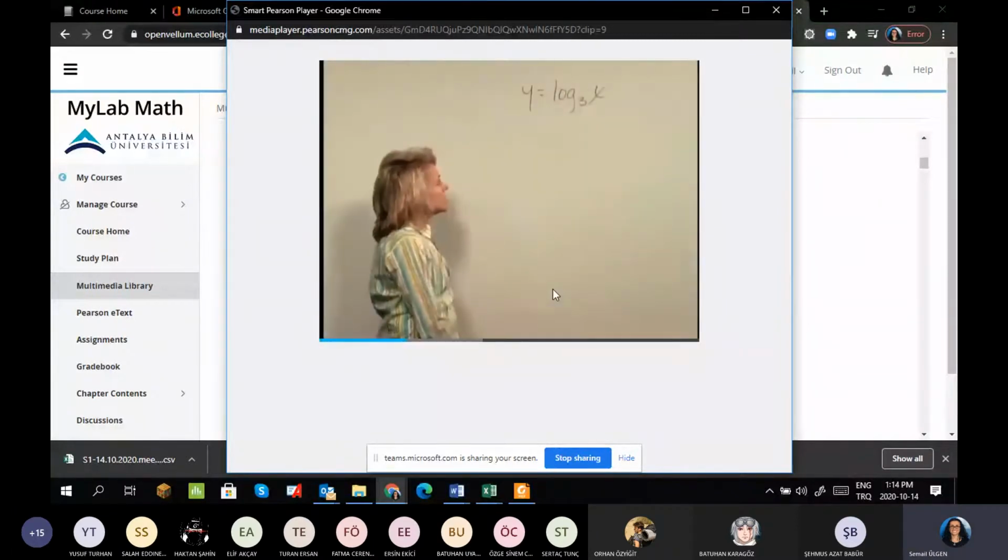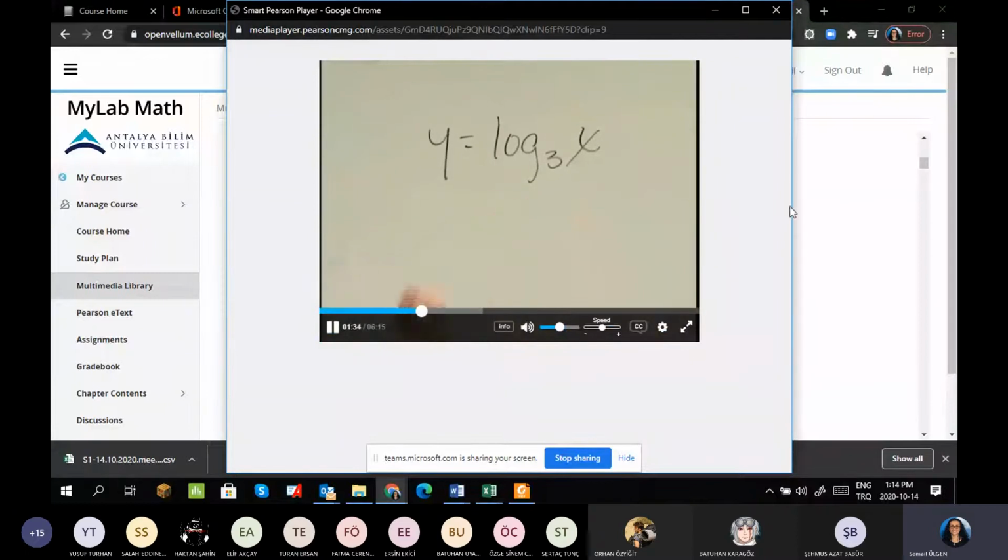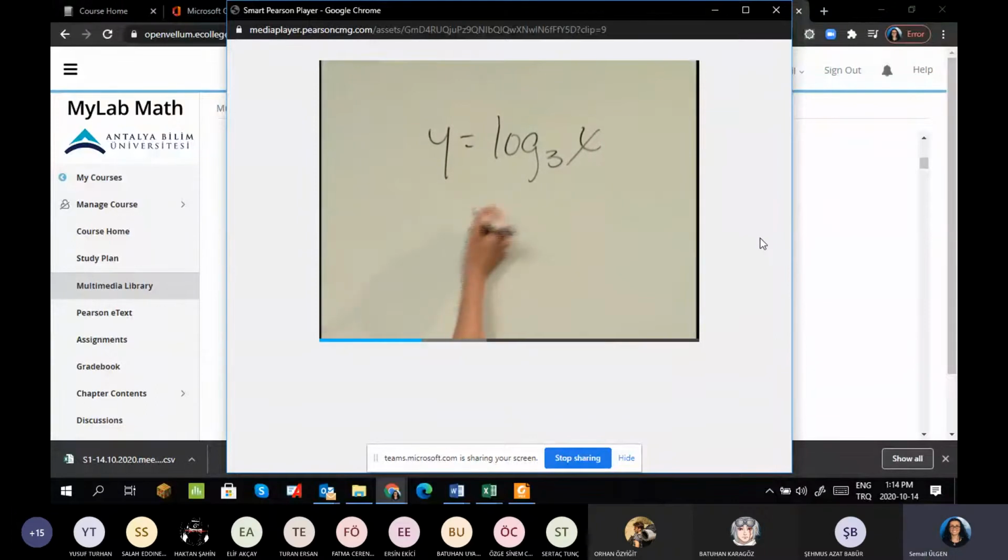Okay, let's take a look at this problem now. We're given this problem in log form. In order to get some points to put on our graph, it might be easier for us to convert this to exponential form. So let's do that. All right, so 3 is our base, y is our exponent, and we're setting that equal to x.